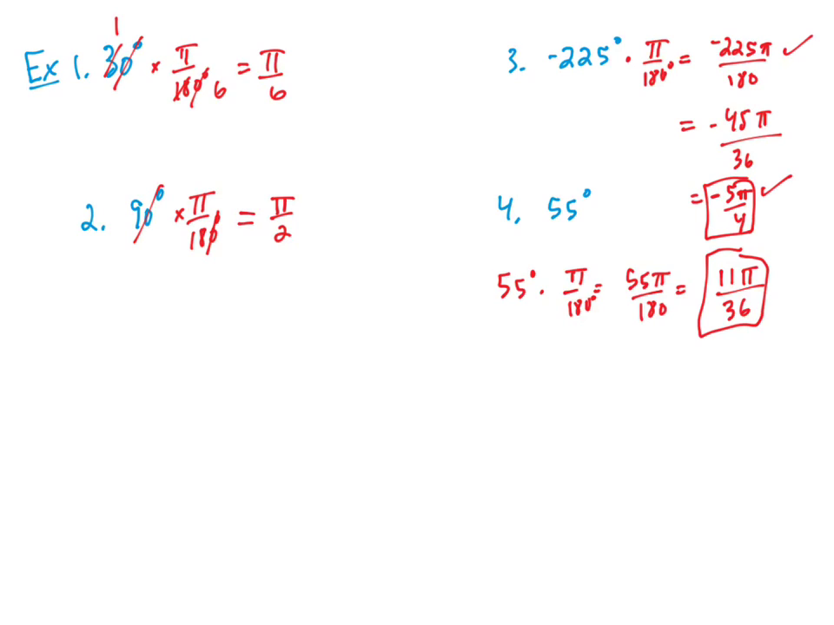And because that's negative, when we have a negative angle, what that means is we're moving clockwise. All the rest of these angles in this example so far have been moving counterclockwise. And then number 4, 55 degrees. Well, 55 times pi over 180, 55 pi over 180, reduce, 11 pi over 36.